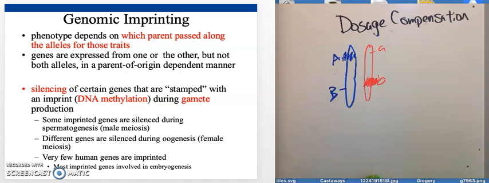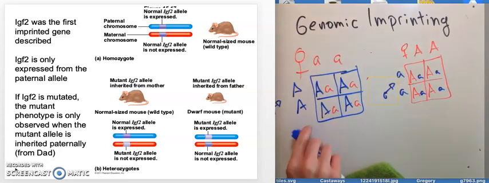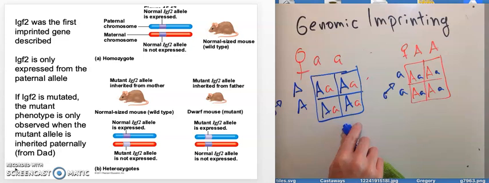The way this was discovered was studying the IGF-2 locus in mice. Researchers were trying to study the IGF-2 locus, which is the insulin growth factor 2, and they were just trying to set up crosses. So they started with true breeding homozygous dominant parents and true breeding homozygous recessive parents. But they saw, depending on how they set up the cross, they got different things. If mom was homozygous recessive and dad was homozygous dominant, all the F1s were heterozygous and all of them were normal size, which is what you would expect.